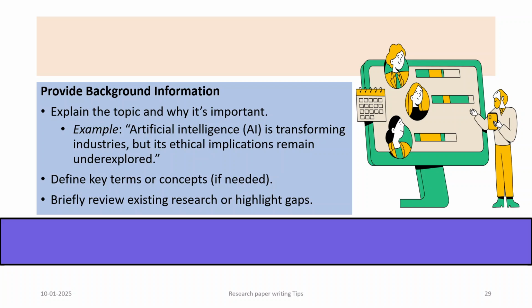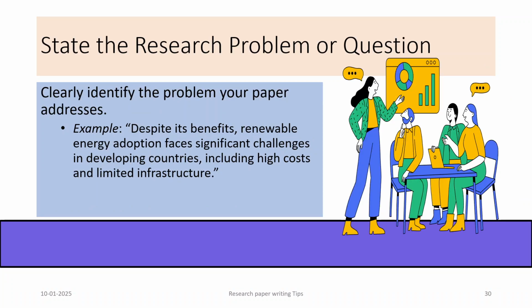Define key terms or concepts if needed, and briefly review existing research or highlight the gaps, right? So these are things. Then state the research problem or the questions. Here, for example, clearly identify the problem your paper addresses. For example, despite its benefit, renewable energy adoption faces significant challenges in developing countries, including high cost and limited infrastructure. See, this concept is good, everything is fine, but high cost and the limited infrastructure is a problem. So this is the research problem or the questions we set here.